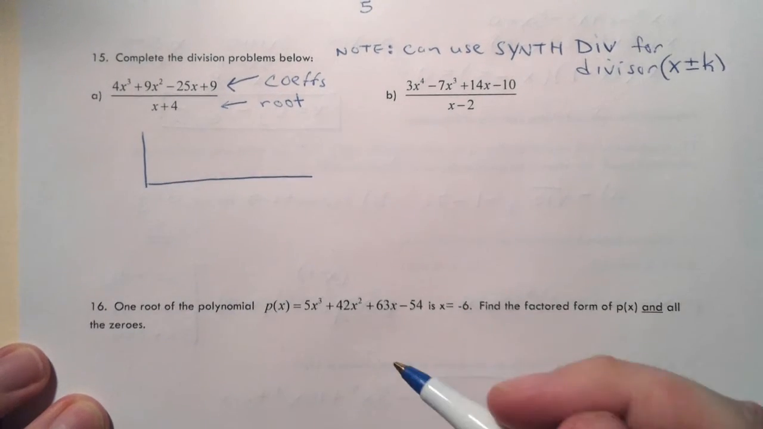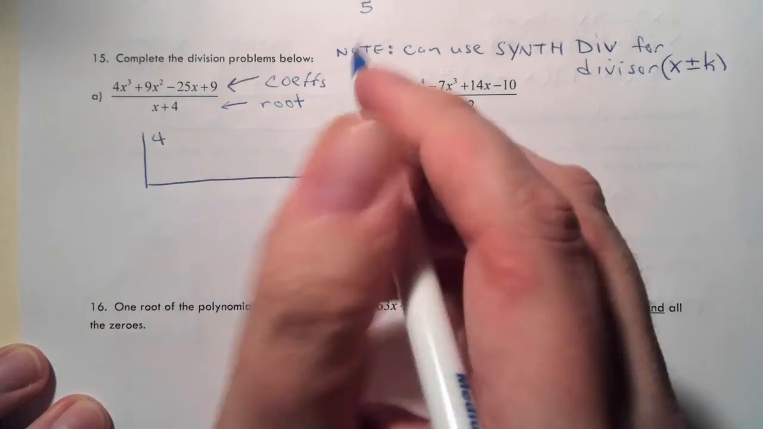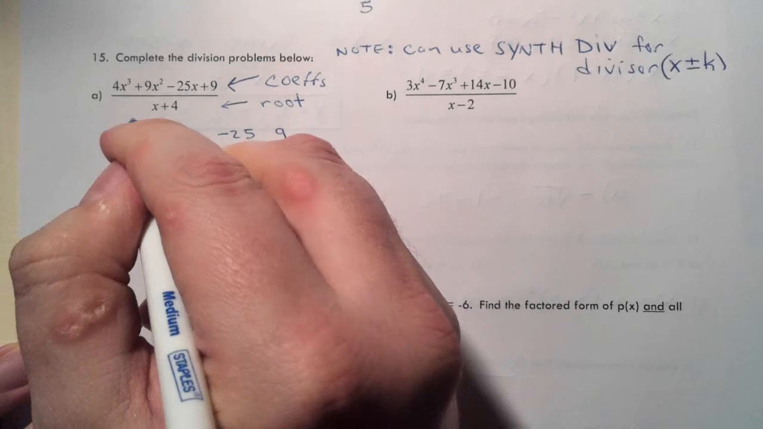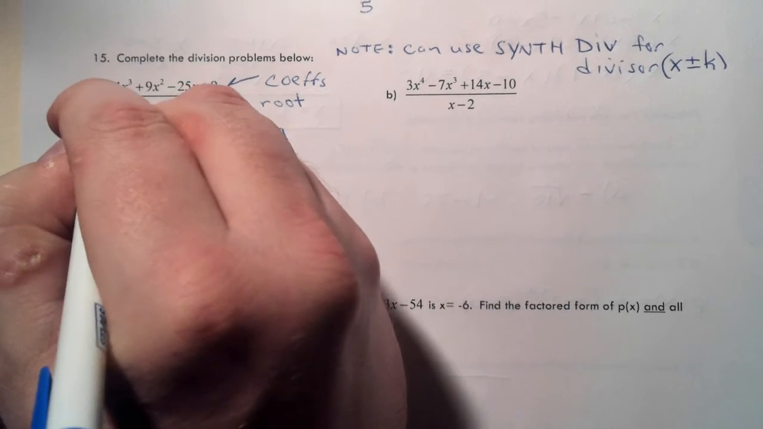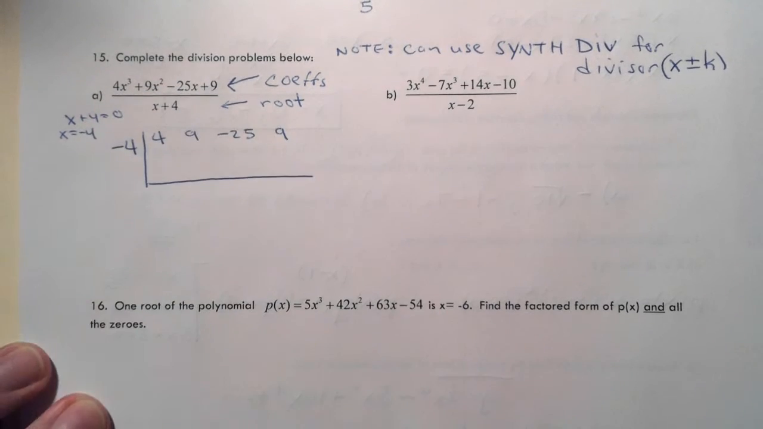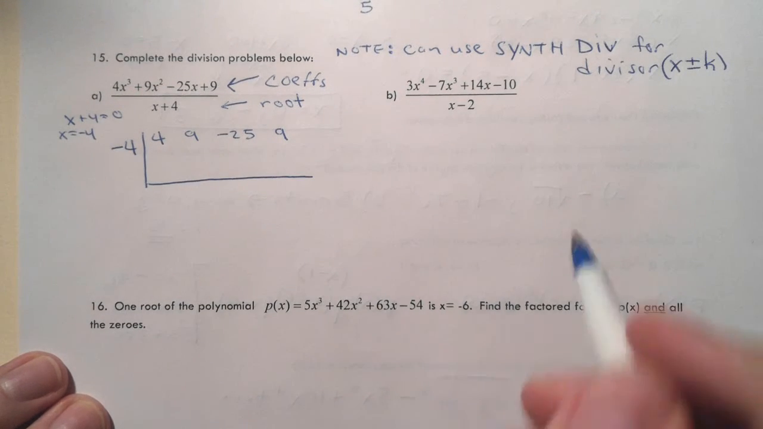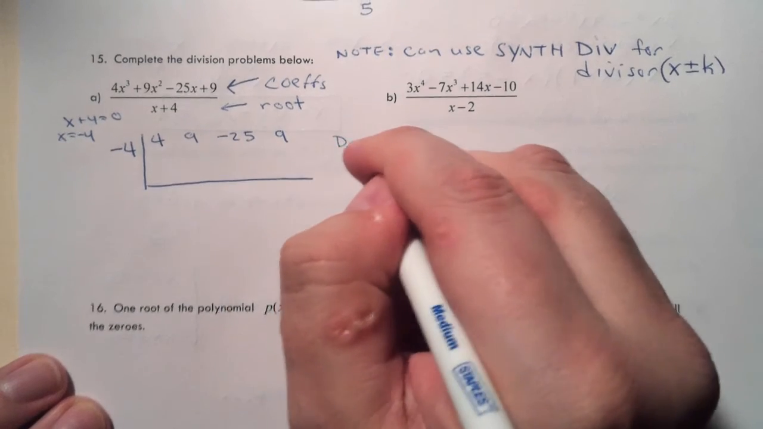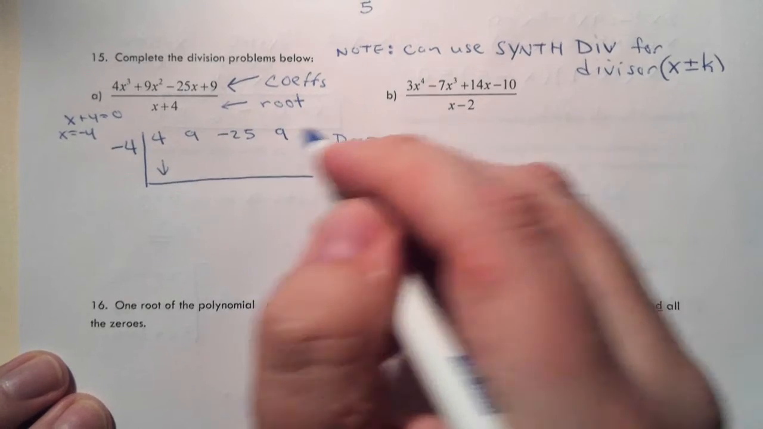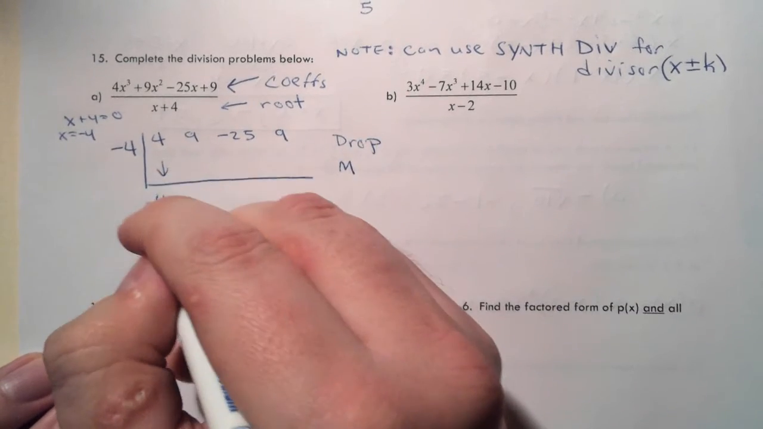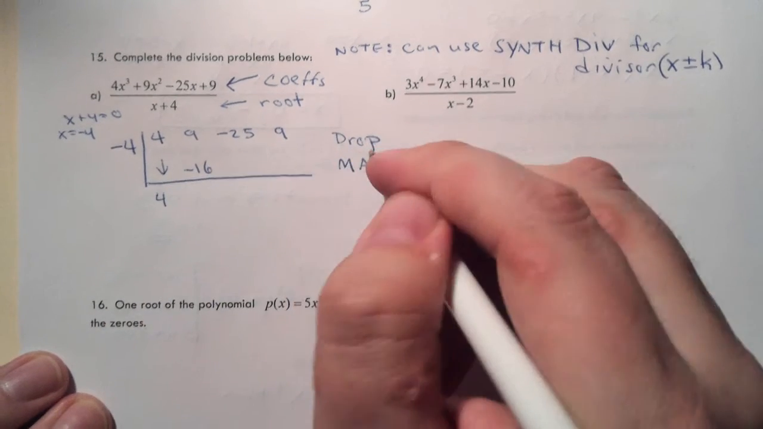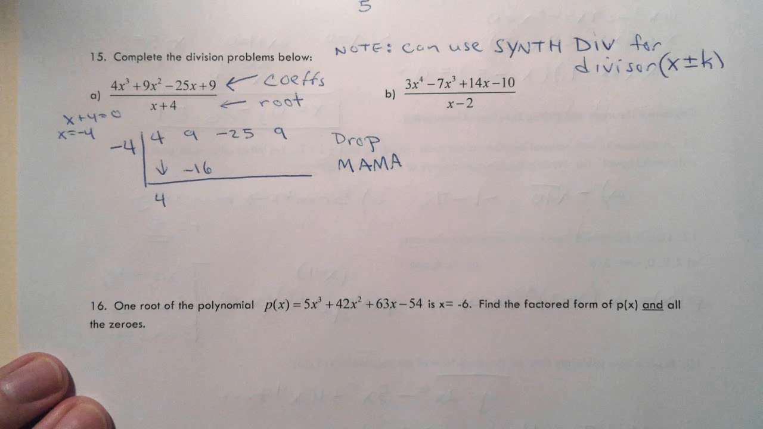So I draw my big L-shaped thing here. I write my coefficients, 4, 9, negative 25, and 9. And the root of x plus 4, if I say x plus 4 equals 0, x equals negative 4. So that's what I'm going to use. Now remember, the process for synthetic division, I will drop the first term, then multiply. 4 times negative 4 is negative 16. And then I will add. And I will multiply and add until I am done.